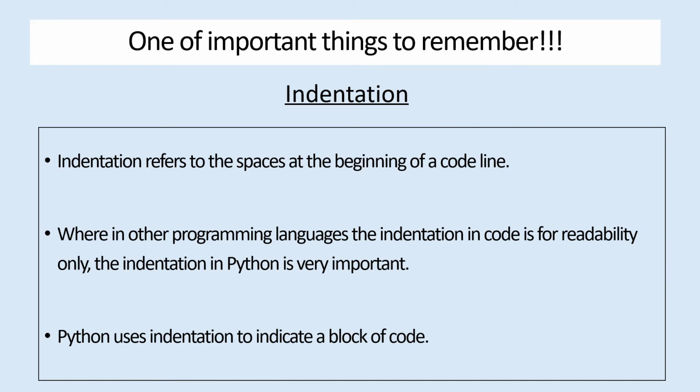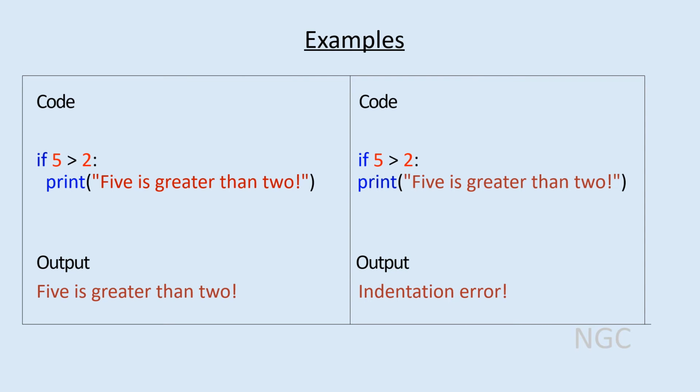Moving on to indentation, it's undoubtedly one of the important things to remember in Python. Indentation actually refers to the spaces at the beginning of a code line. In other programming languages, indentation is just used to enhance readability, but in Python, it's used to separate a block of code. Let's consider an example to understand it better.